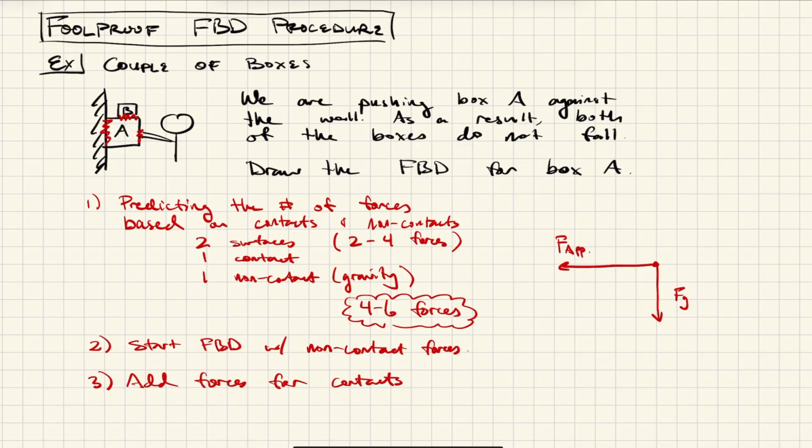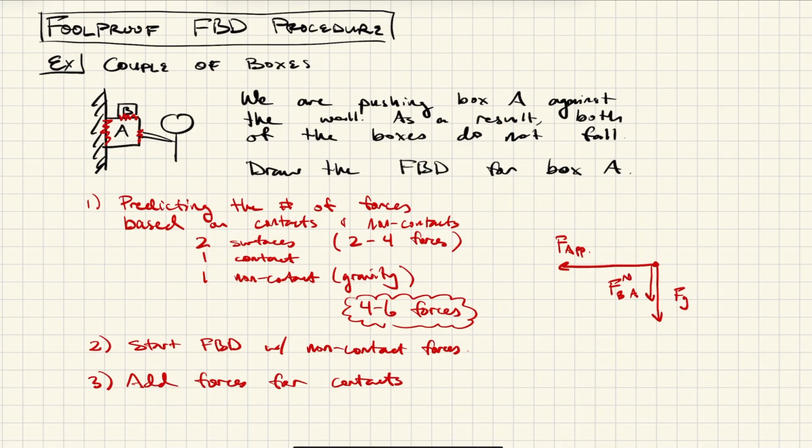Then I can look at the other contact. So for example, box B is pushing down on box A, right? This contact is above A and below B. And so we know that there's going to be some normal force. Let's do it like this, Fn B on A.